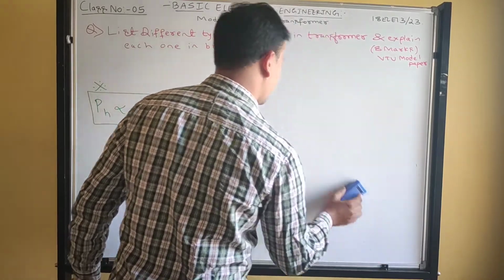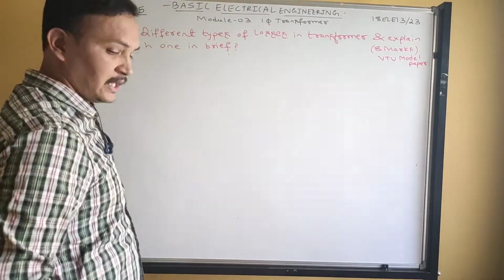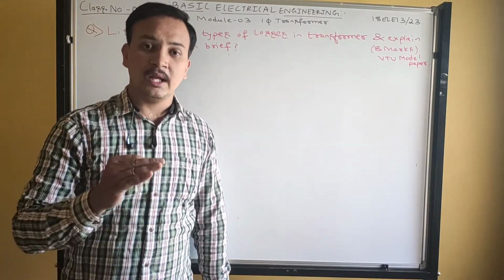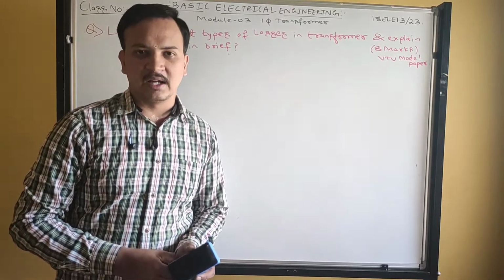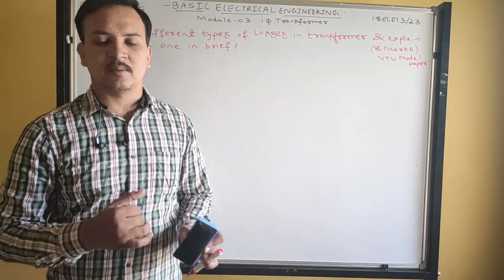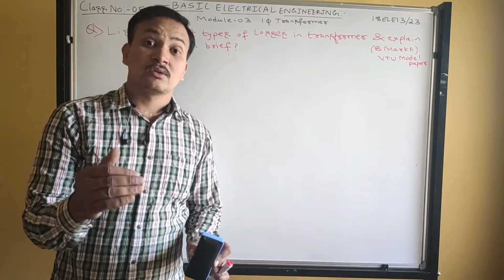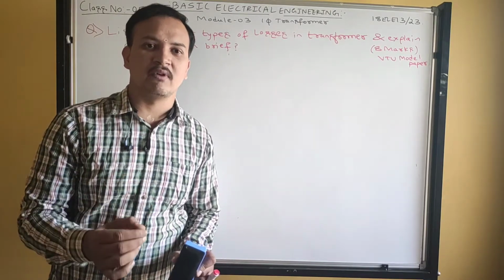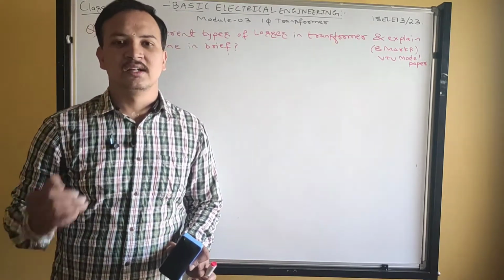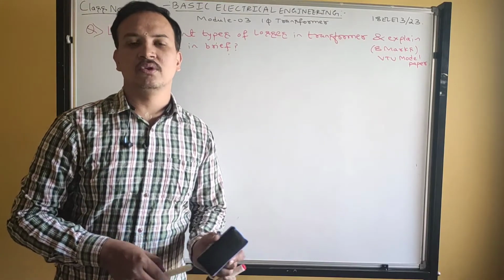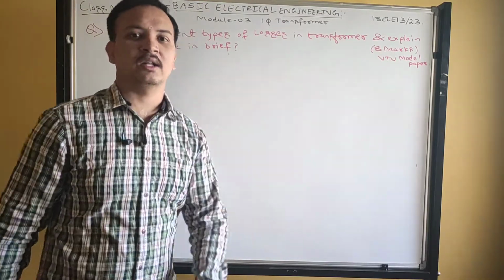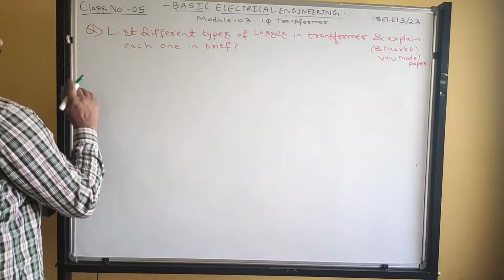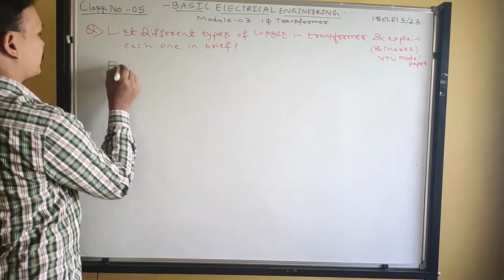See guys, we can minimize the hysteresis losses by selecting ferromagnetic material. What do you mean by ferromagnetic material? It means the material should have a low hysteresis coefficient. Such type of material we have to use so that we can reduce the hysteresis loss. Very good, ferromagnetic material. Example, silicon steel. Okay, fine. Next is eddy current loss.